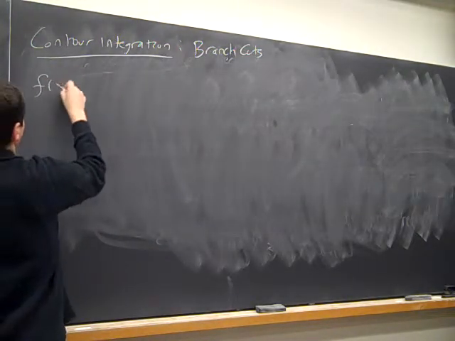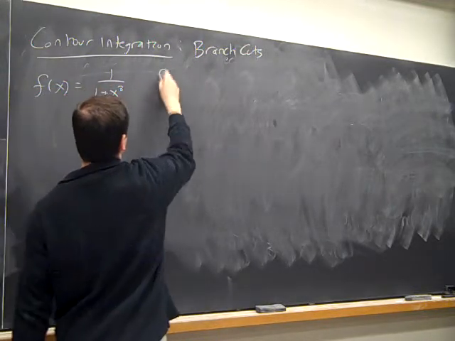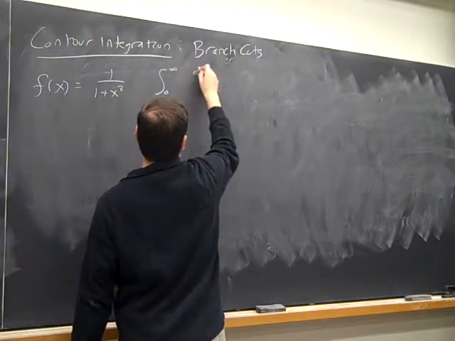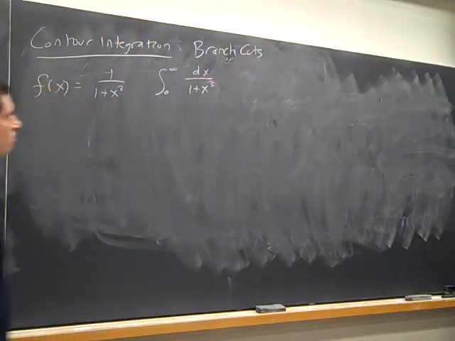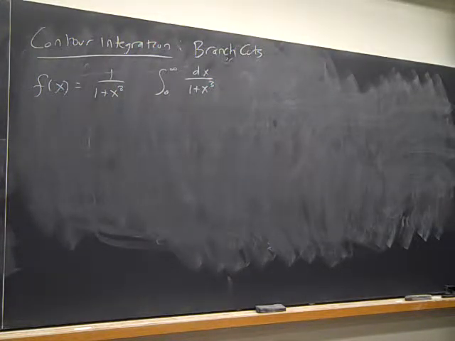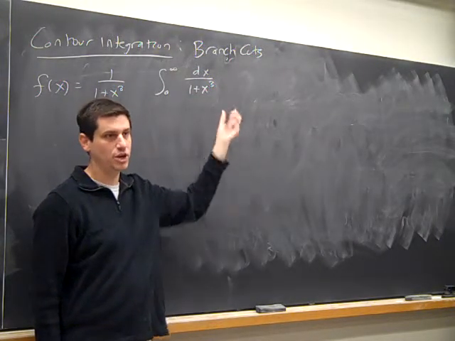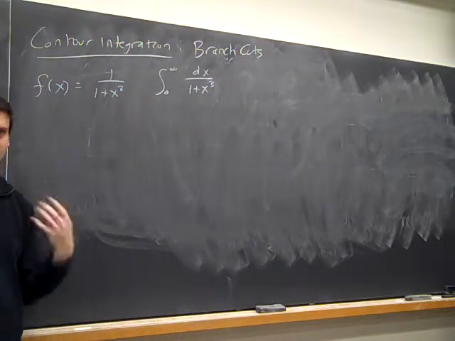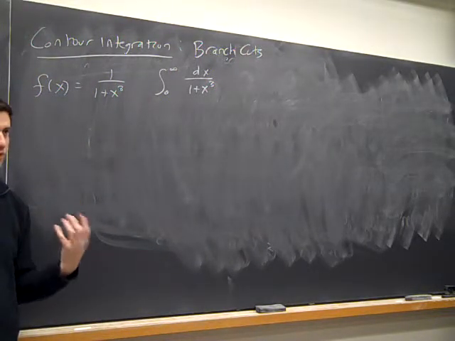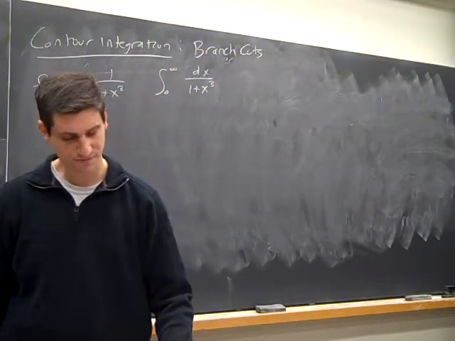So let f of x be 1 over 1 plus x cubed. And I want to integrate from 0 to infinity of dx over 1 plus x cubed. If you think about this, this could be a probability distribution, except for the fact that it doesn't integrate to 1. It's non-negative. It has finite integral. So if I want to make it a probability distribution, I need to figure out what it integrates to so I can renormalize it. So I need to evaluate this integral. Okay. How do you think we should evaluate this integral?